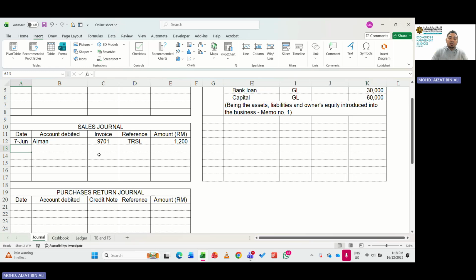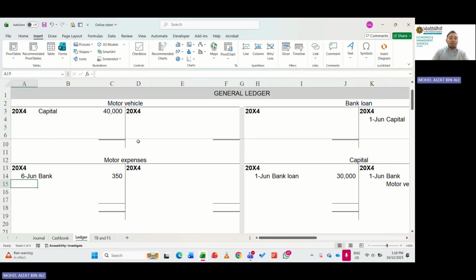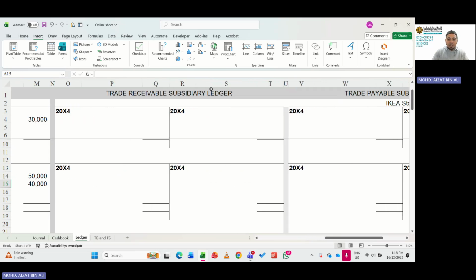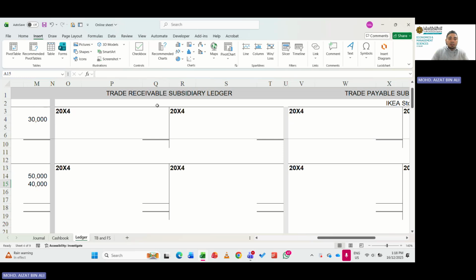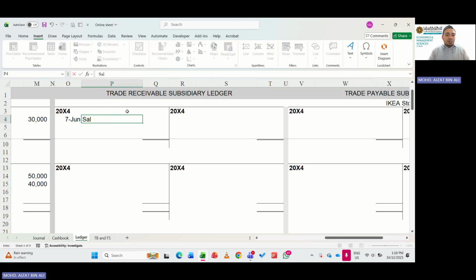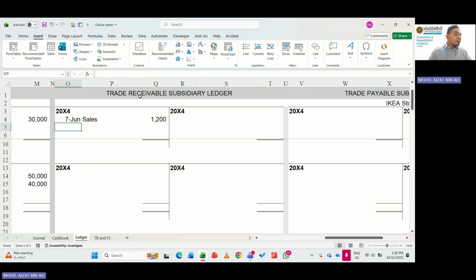After we record this into the journal, we're going to open Aiman's account in the ledger. Make sure it is TRSL. Look at the title, account debited, so Aiman's account will be debited. Let's go to the ledger. On the debit side, what's the date there? 7 June. The transaction is a sales transaction, and we write down the amount, 1,200 ringgit. Next.